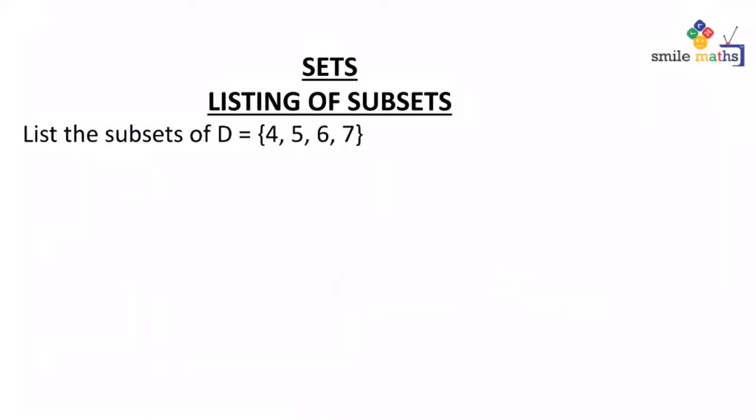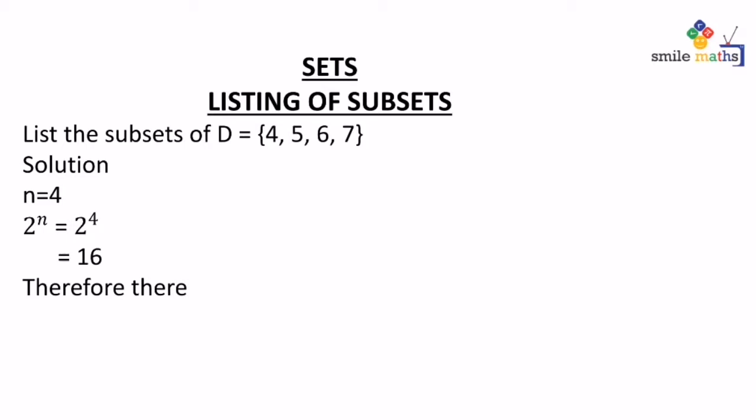Now let's have our last question for this video. We say list the subsets of the set D having elements 4, 5, 6, 7. So of course we have n to be 4, that is it has 4 elements. So we have 2 to the power n, which is 2 to the power 4, and this gives us 2 times 2 times 2 times 2, so that is 16. So for this set D, it has 16 subsets.